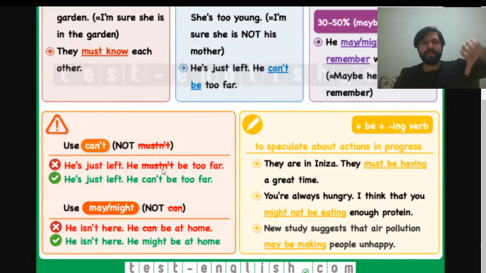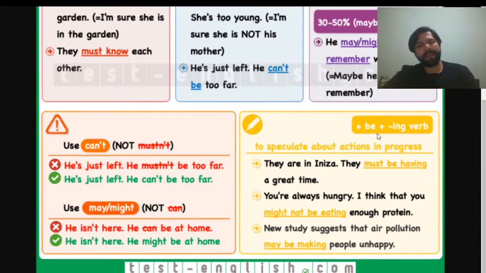He mustn't be very far. This is like a rule, an order: don't go far, stay around. So this is what it sounds like. And for possibilities, we use may and might, and not can, because can we use for permission or ability. So if you use can for possibility, then it's probably not the best option to make.